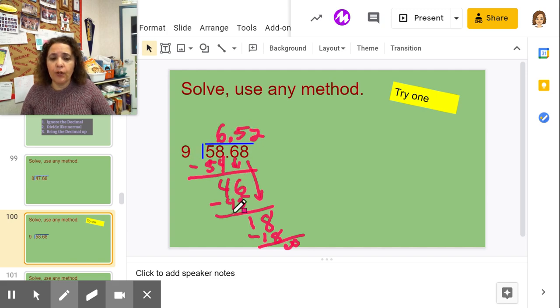9 times 5 is 45. 6 take away 5 is 1. Is 1 less than 9? Yes, then I can bring down my 8. 9 goes into 18 2 times, and then I bring up my decimal. Okay.